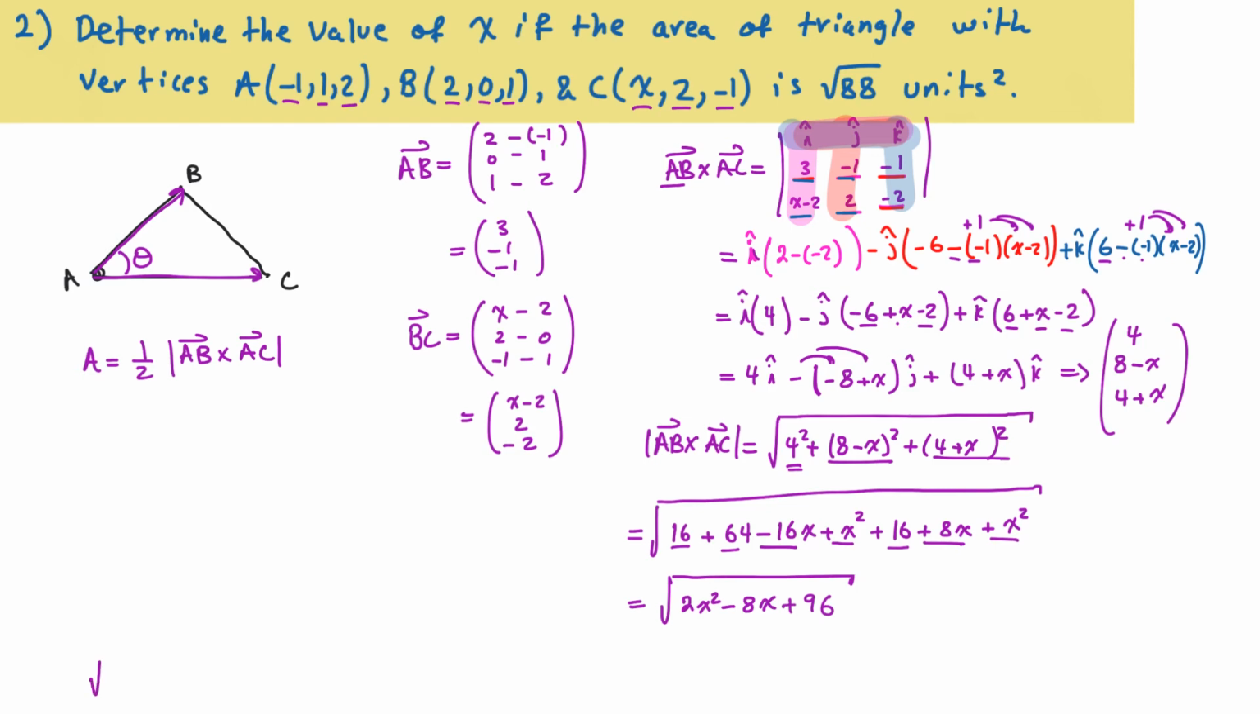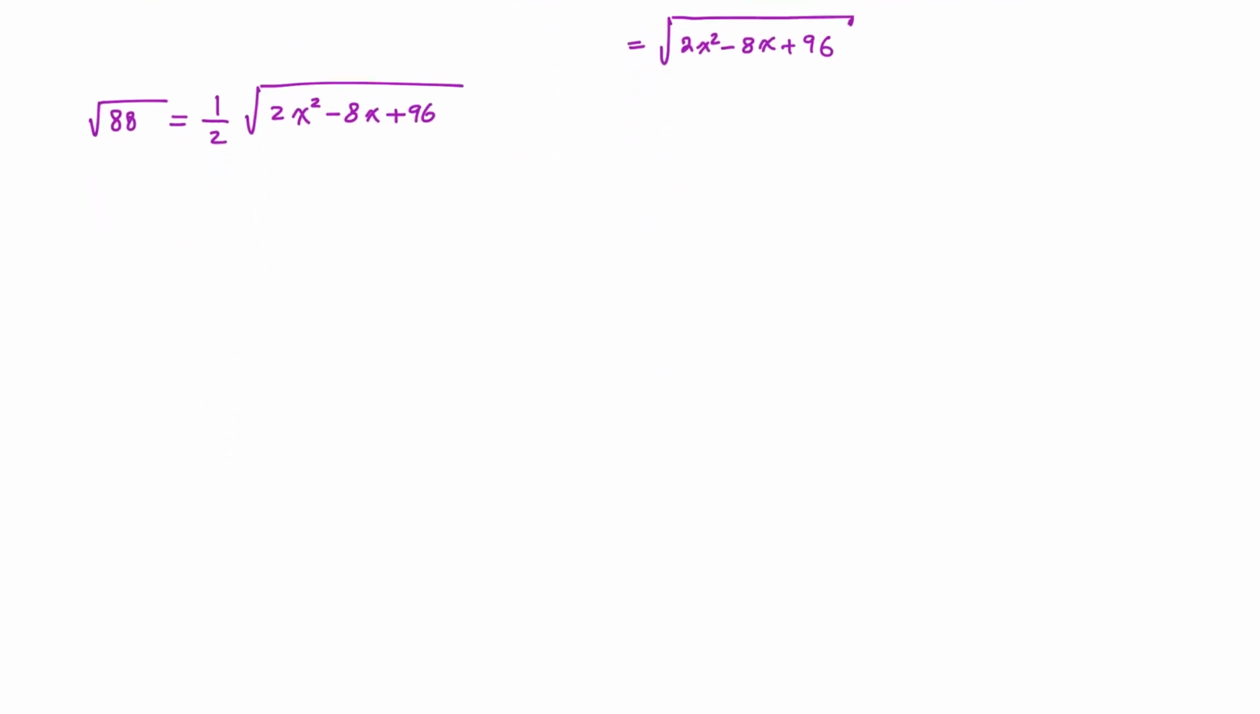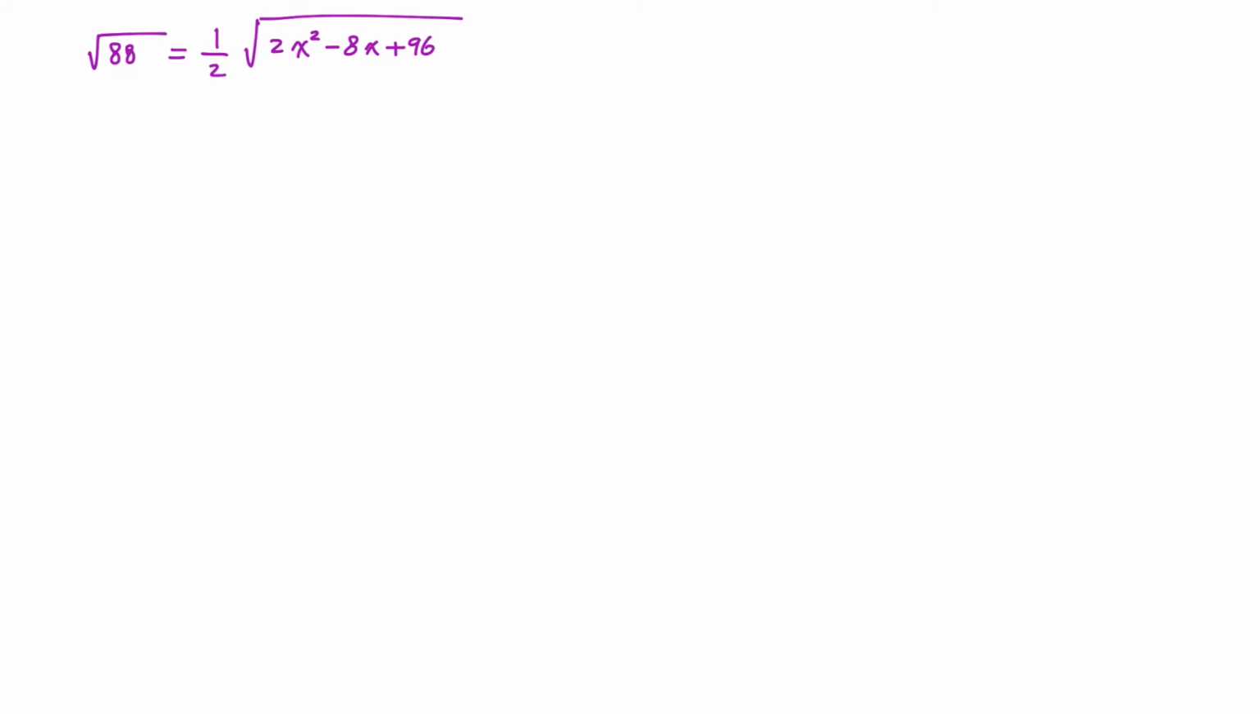So root 88 is equal to 1/2 of root 2x squared minus 8x plus 96. Now, we need to solve this. I need a little bit more space. I'm actually going to move everything up here, and our next task really is to solve the value of x.